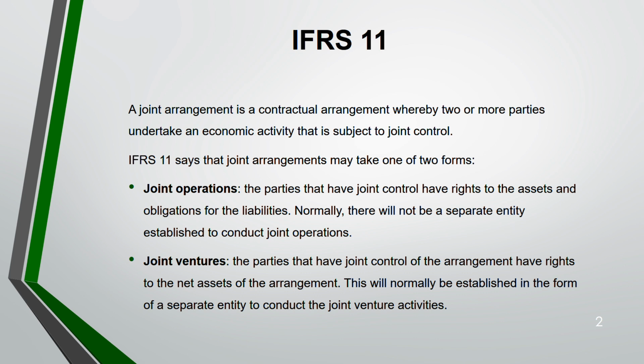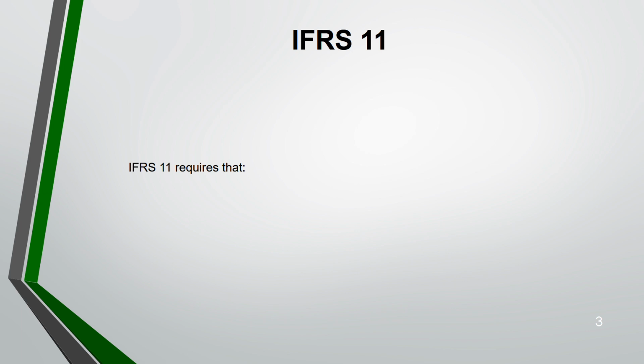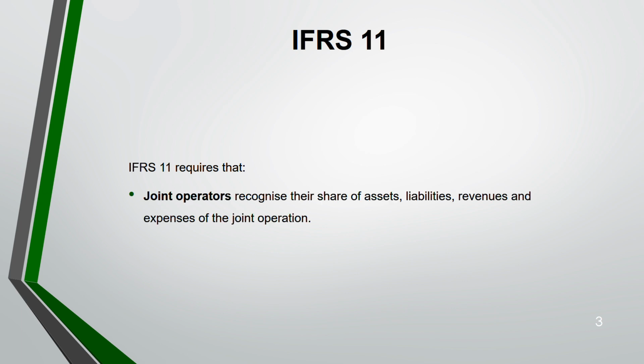Another difference is joint operations have rights to assets and liabilities. Joint ventures have rights to net assets. Now, IFRS 11 requires, if it's a joint operation, you have to recognize your share of assets, liabilities, revenue, and expenses. And if it's a joint venture, you have to use the equity method to account for it.